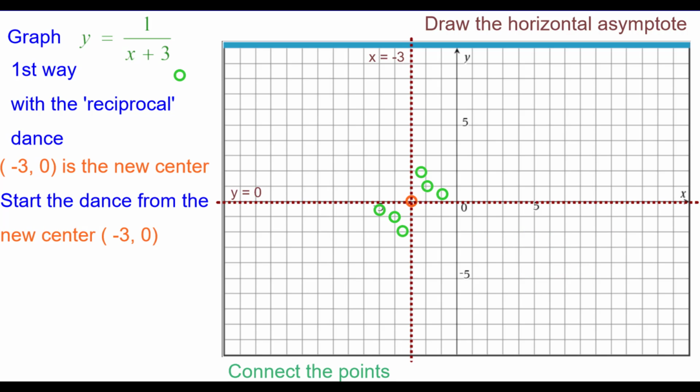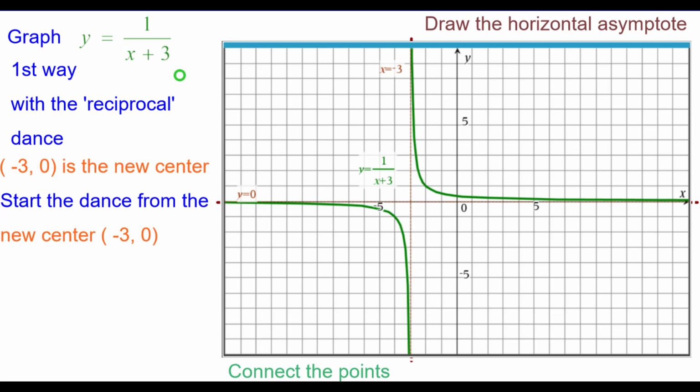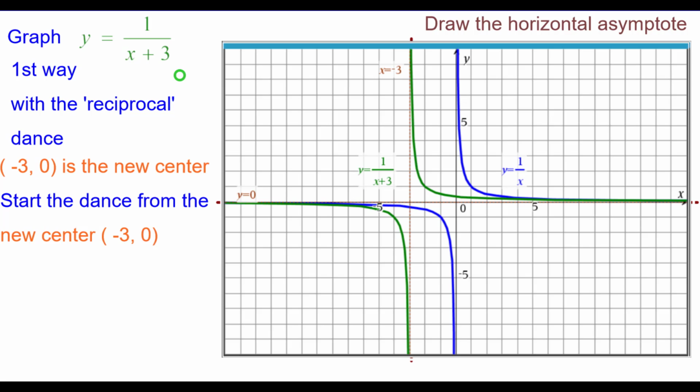Connecting the points, you're going to get the 2 branches of the hyperbola. Comparing that to y equals 1 over x, the parent function, you can see that from blue to green, each point is shifted to the left 3 units, each point.